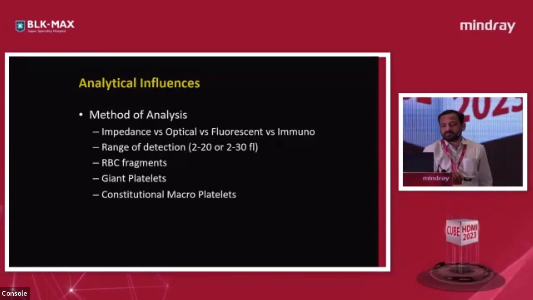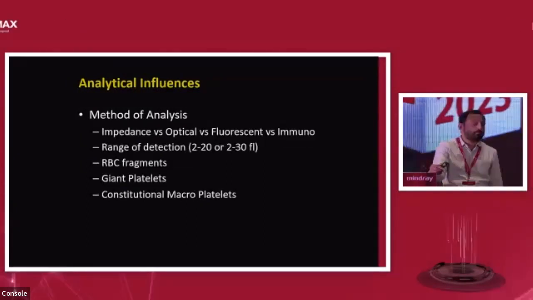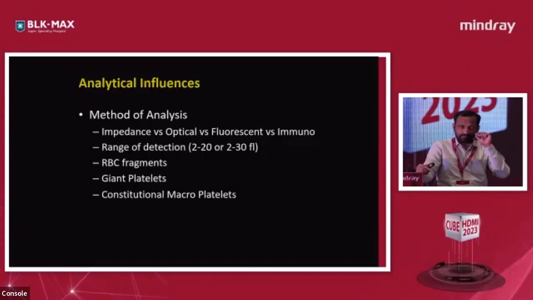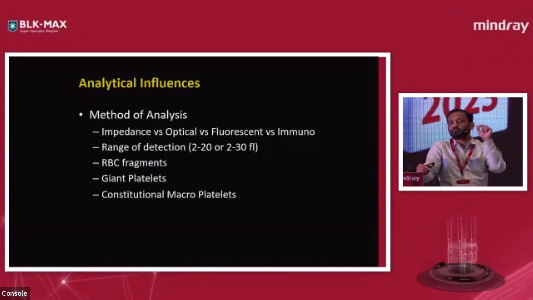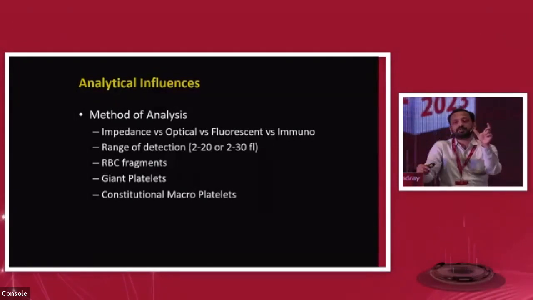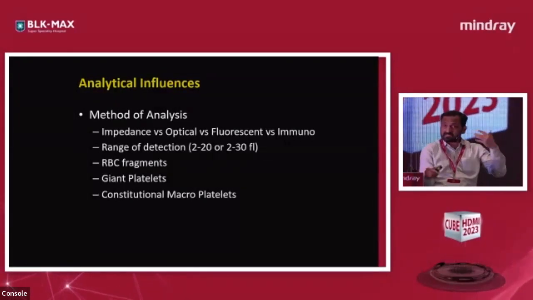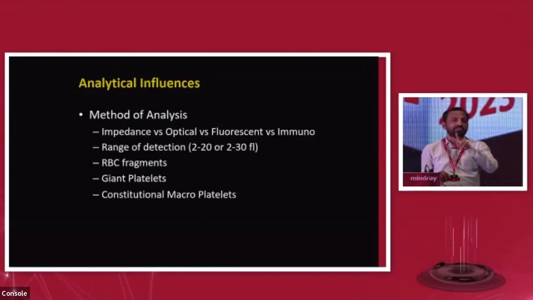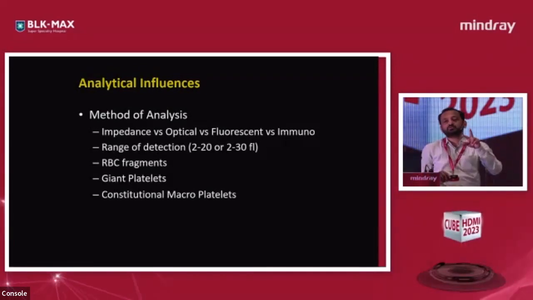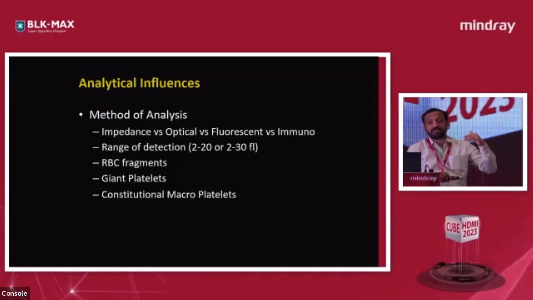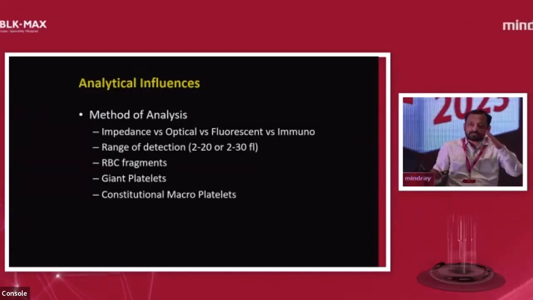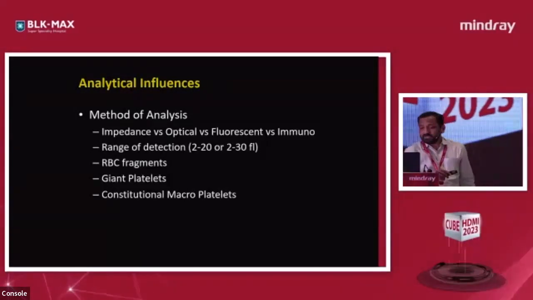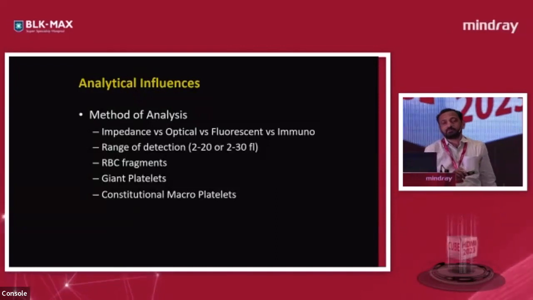Analytical influences, as we were discussing, about the harmonization of the equipment. Now, the majority of analyzer manufacturers have a 2 to 20 femtoliter discriminator for the platelet count. But there are some analyzers with 30 femtoliter cutoffs. So there will definitely be some variation when you get values between these two analyzers. The range of the discriminator has to be uniform, or there has to be harmonization between the manufacturers. Plus, between the methods also, there can be different variations.